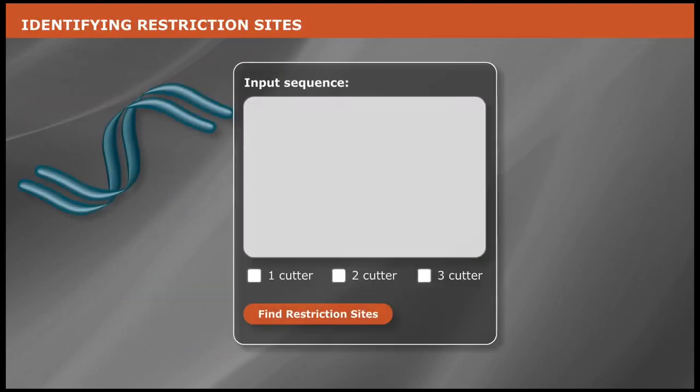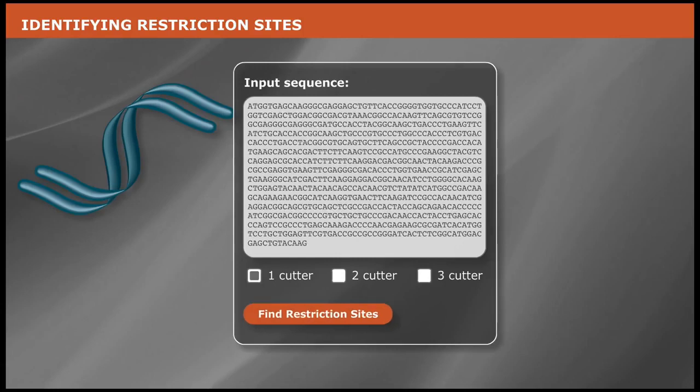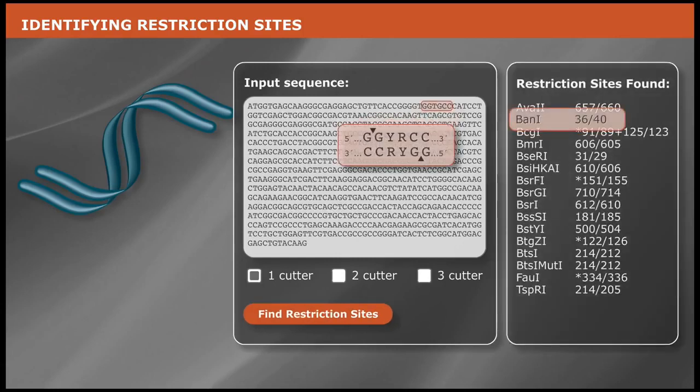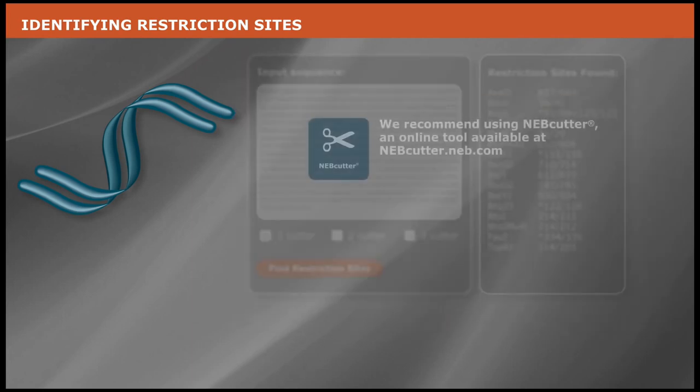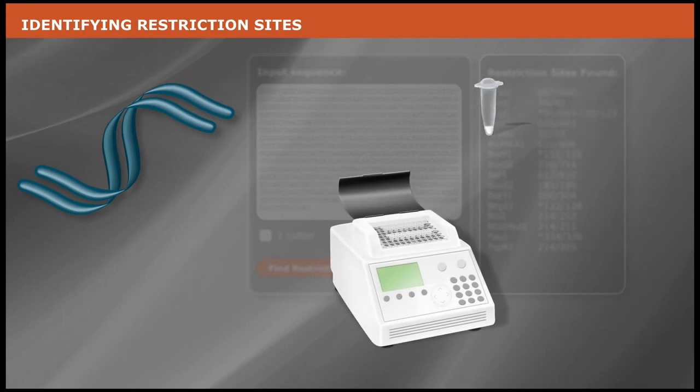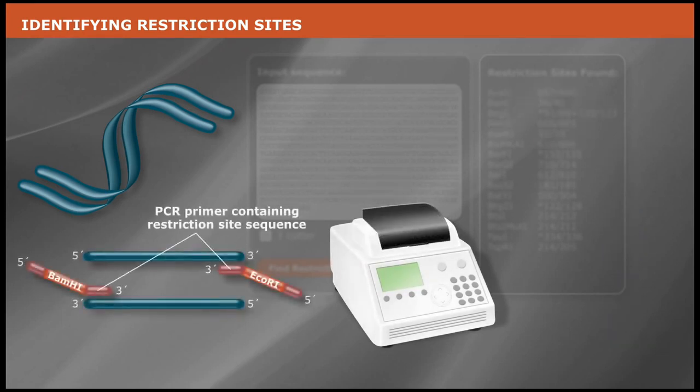The first step is to identify unique restriction sites in your source DNA that can be used to isolate the fragment of interest. We recommend using NEBcutter, an online tool available at nebcutter.neb.com. In many cases, PCR can be used to add the necessary restriction sites to the gene of interest to facilitate directional cloning.